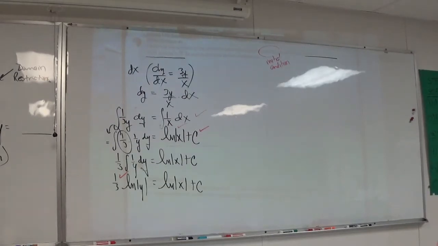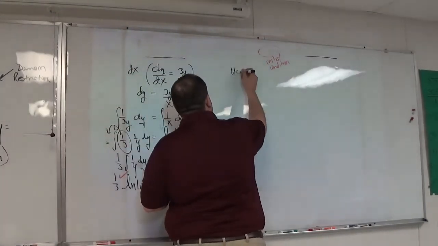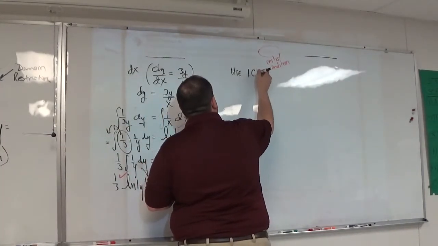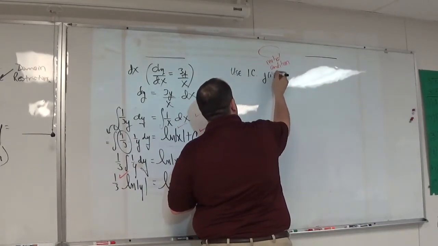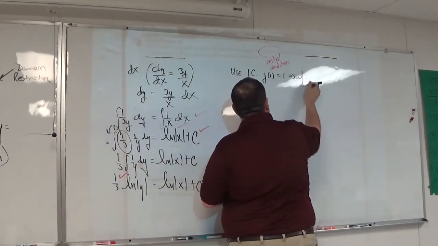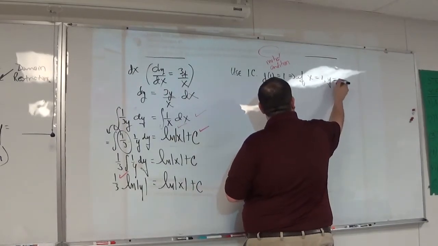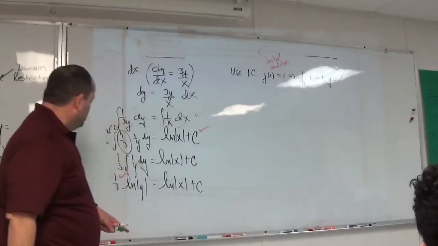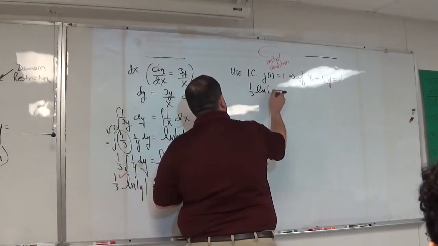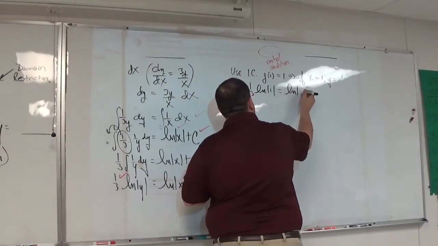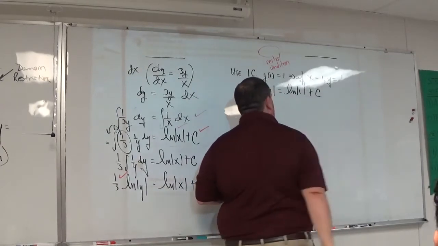Now, yesterday we always solved for y first, then used the initial condition. I want to use the initial condition first. So this is like early use of the initial condition. The initial condition said y of 1 equals 1. This means that if x equals 1, y is equal to 1. So let's do that: 1/3 natural log of the absolute value of 1 equals the natural log of the absolute value of 1 plus c.